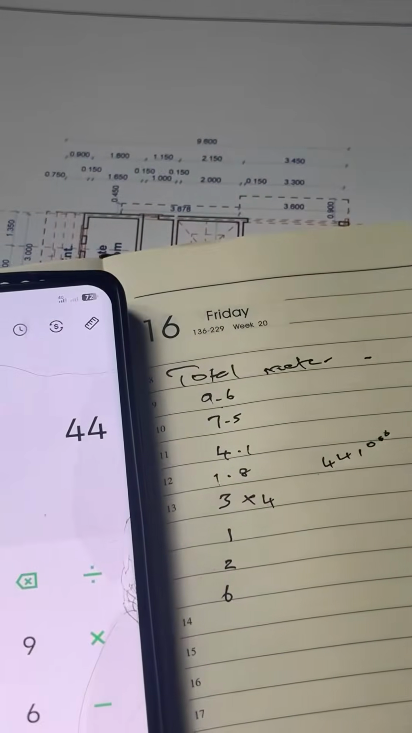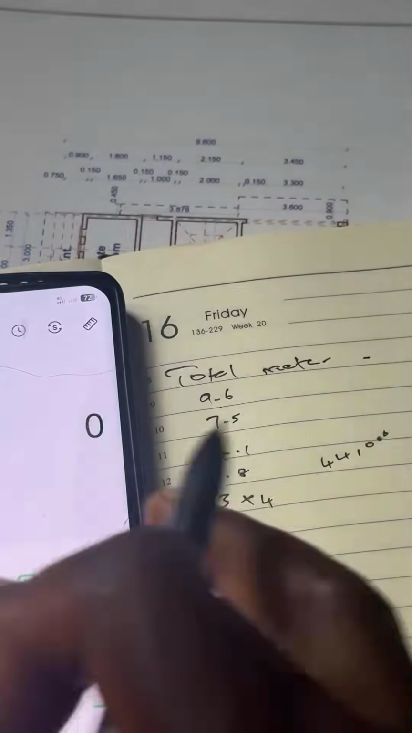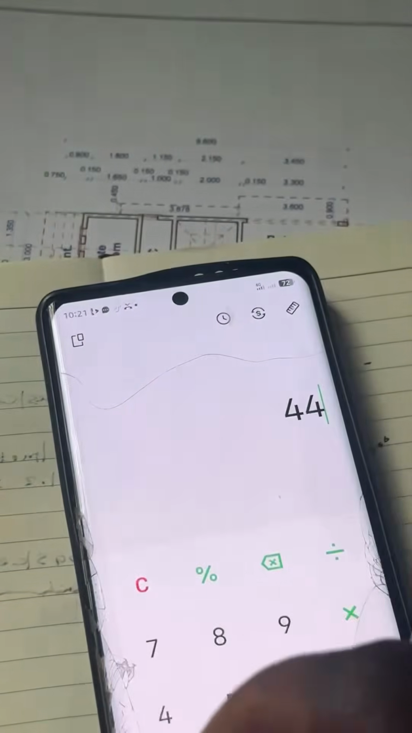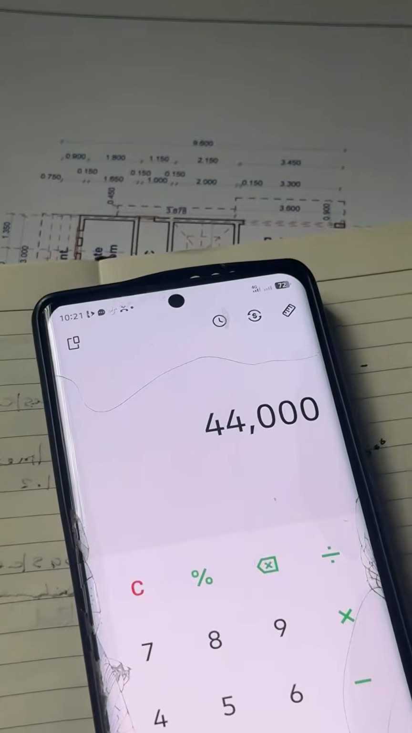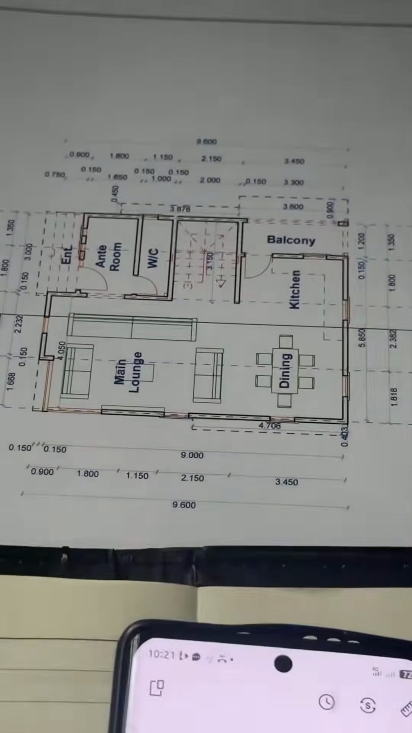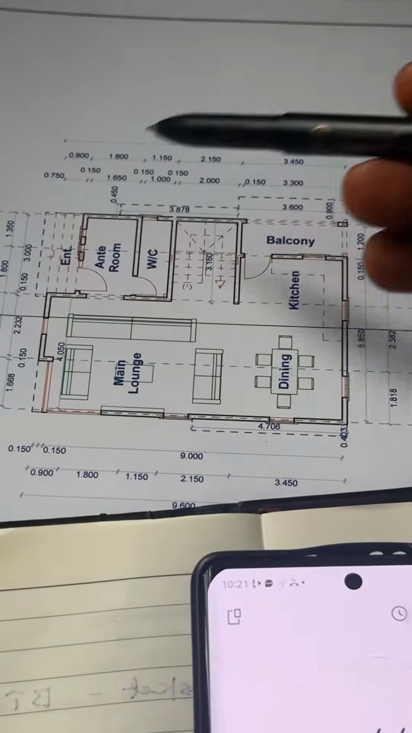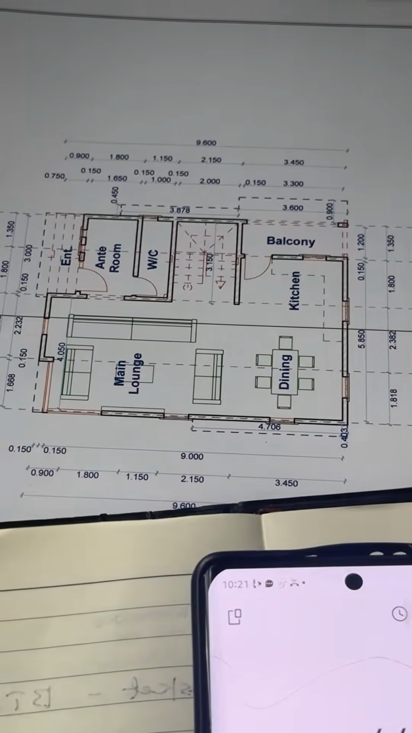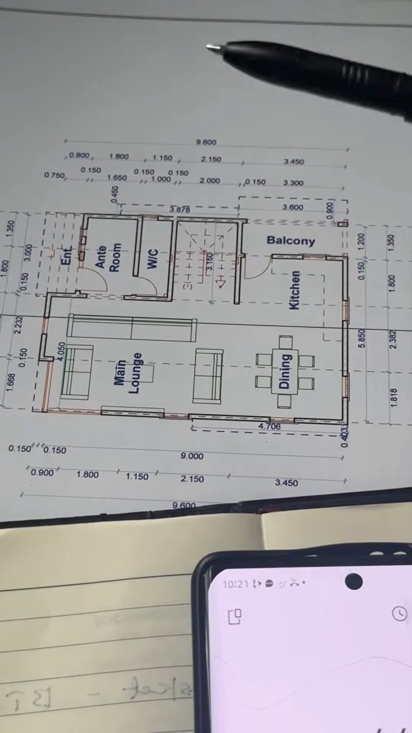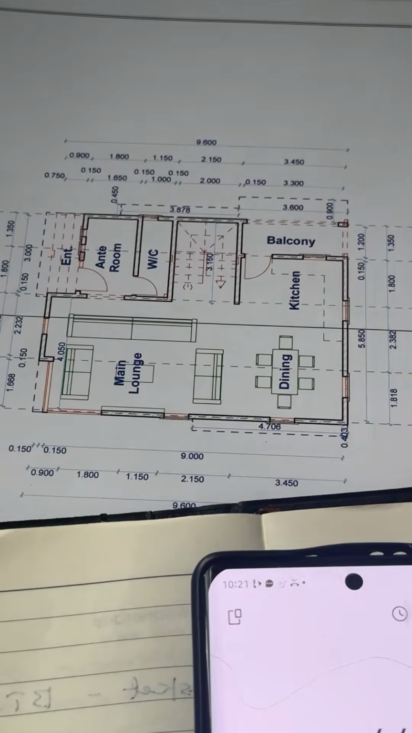So now this 44,000, how do we convert to blocks? The first thing we need is to convert to blocks. The total meter of this structure is 44. How do we get the desired block wall? That's what we should be looking at right now.